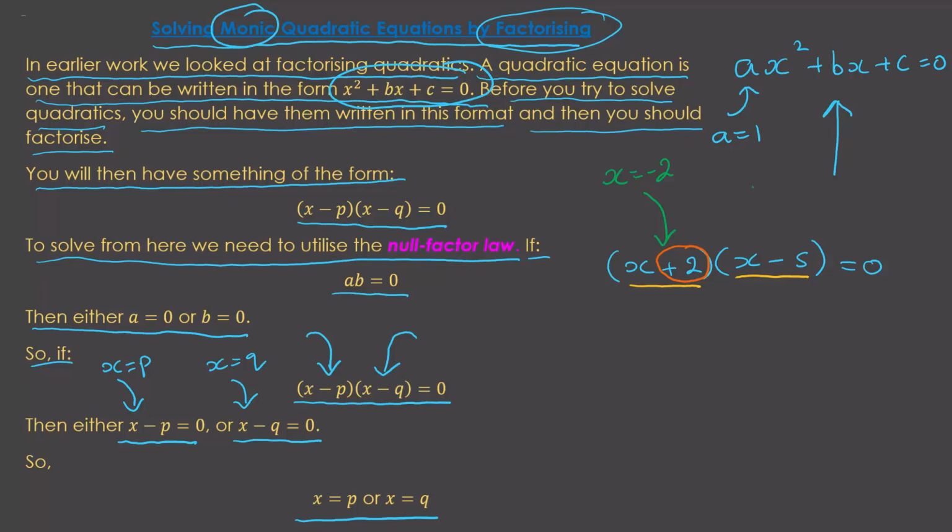For the second bracket, it should be clear that x equals 5 will make that bracket 0. Then we have 5 minus 5 in the bracket. And once again, you can get that by changing the sign just there.